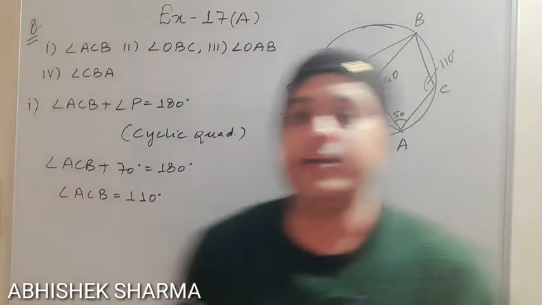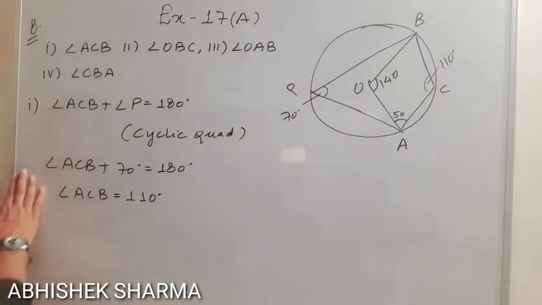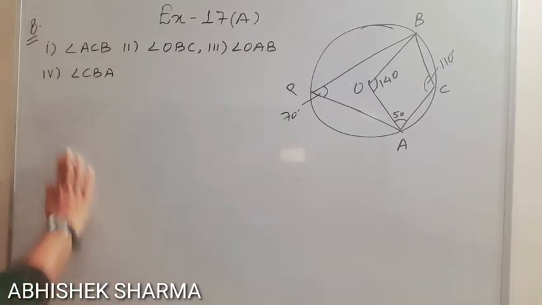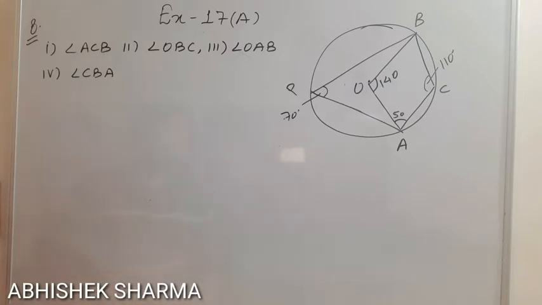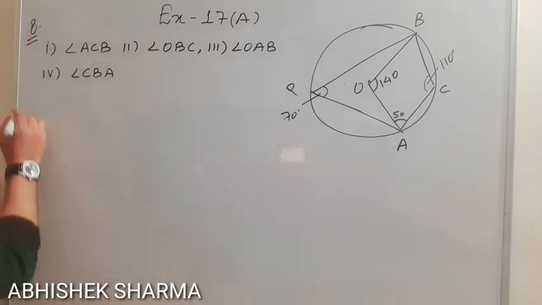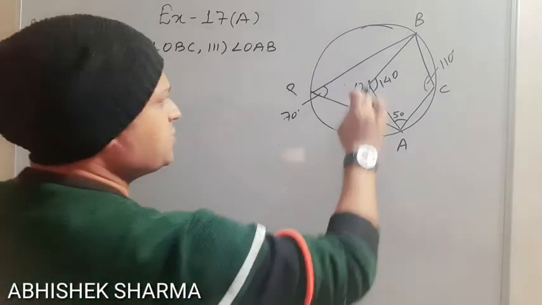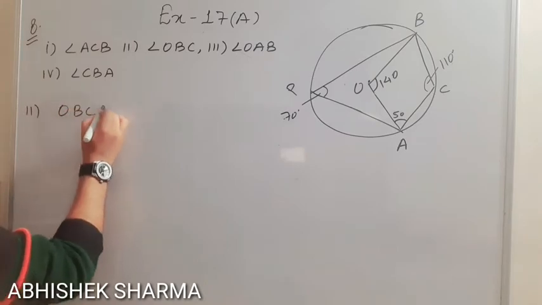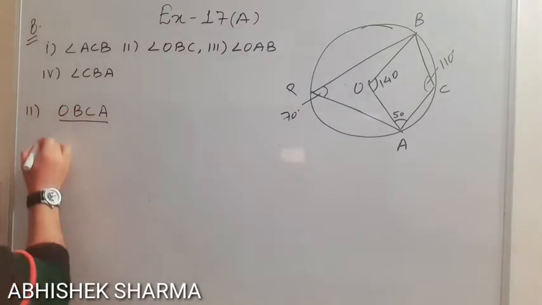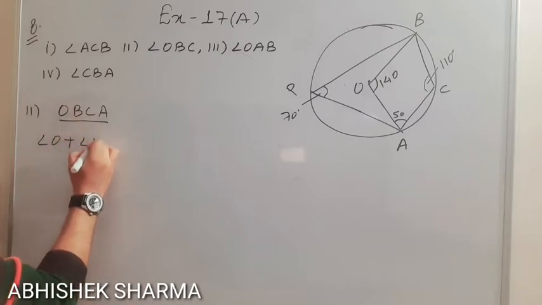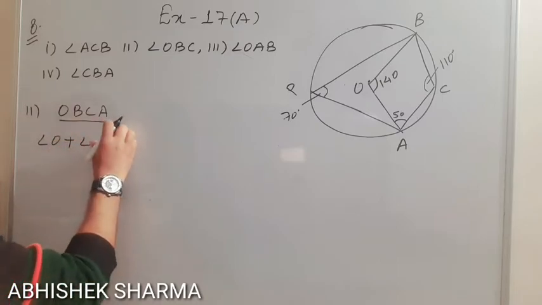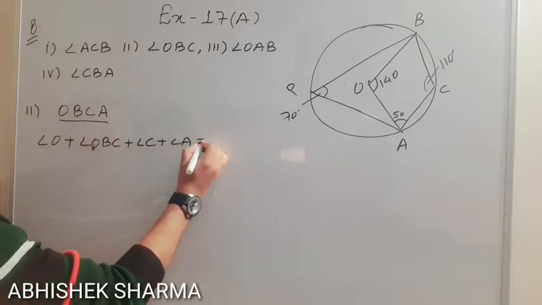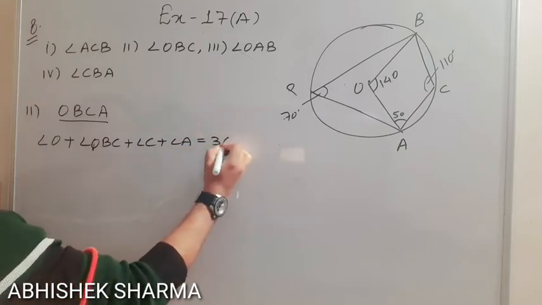Move to the next part here, dear children. The next part is that we have to calculate OBC. That is very simple to calculate. Second part, OBC. Are you seeing this quadrilateral OBCA? When we are working here, OBCA is a complete quadrilateral. So as we know, angle O plus angle B, OBC, right? Can I write OBC plus angle C plus angle A, that complete sum is equal to 360 degrees.